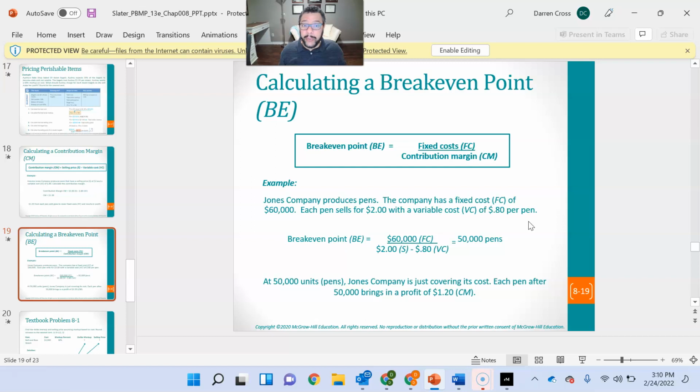Now, ideally, we want to make a profit, right? We want to make a profit. But when you are in business and you're looking at a business unit or something like that, you got to at least cover your expenses. And sometimes, depending upon how you structure your business.